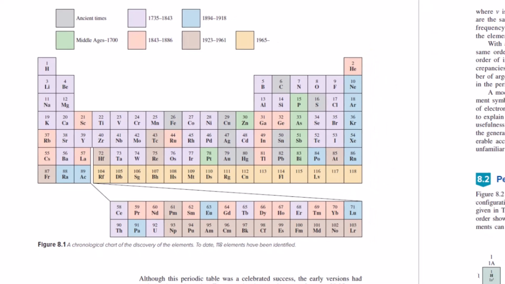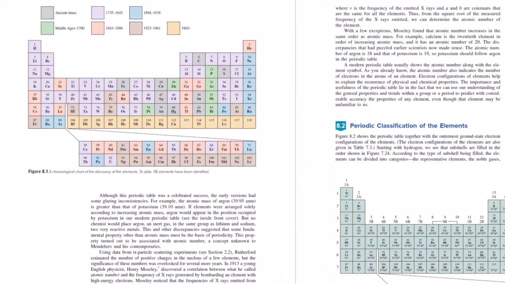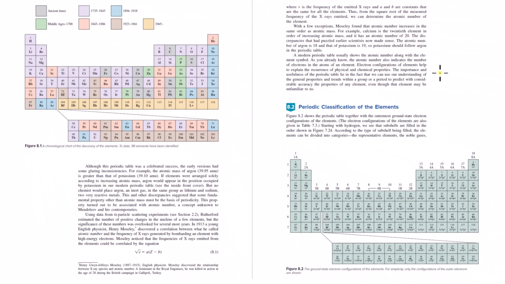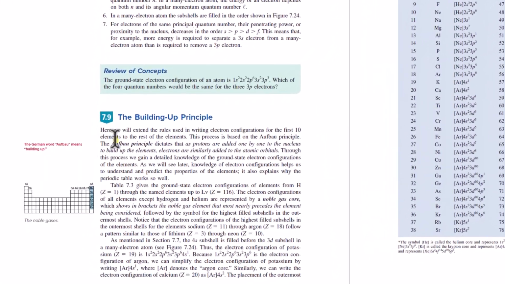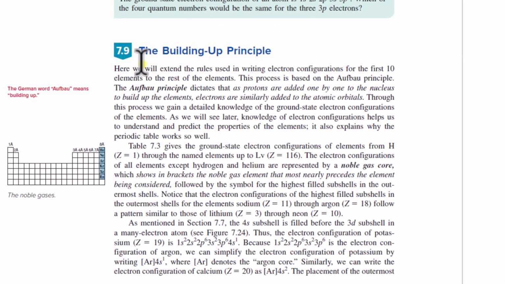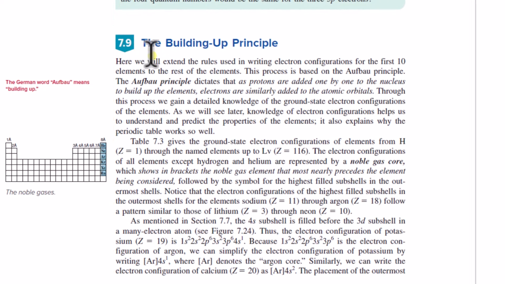Okay, well, we know where this is coming from. And so let me go ahead and restate this for you, just to make sure it's clear. Where this is coming from is the Aufbau principle. Okay, let's come back to chapter 7. When we were learning how to create the electron configurations, in section 7.9, we talked about the building up principle, this Aufbau principle. It says that as protons are added one by one to the nucleus to build up the elements, electrons are similarly added to the atomic orbitals.